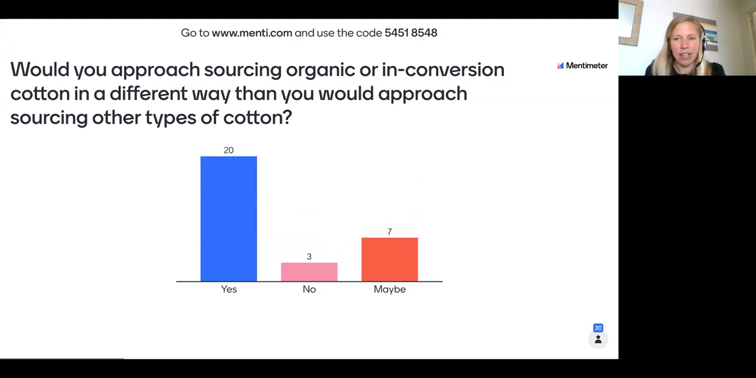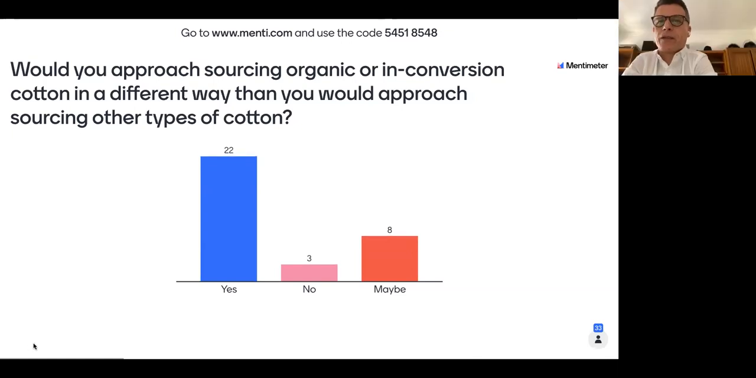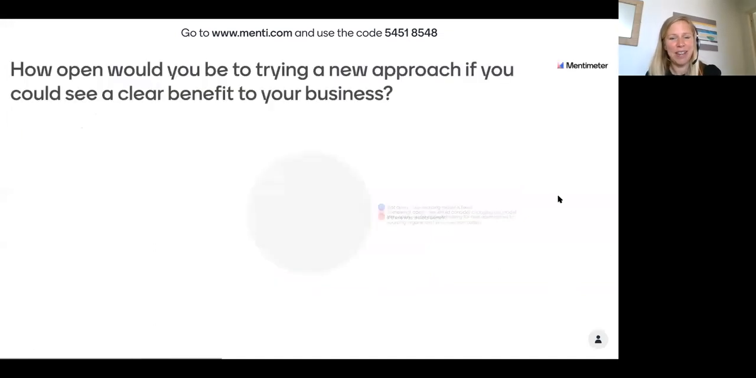Yeah, that's a clear distinction there. It is great to see that. Yeah, it's great to see that everyone is willing to take a different approach when it comes to sourcing of other types of cotton, hopefully in conversion and organic, isn't it? Yeah, indeed. Excellent. Okay, so then on to the next one.